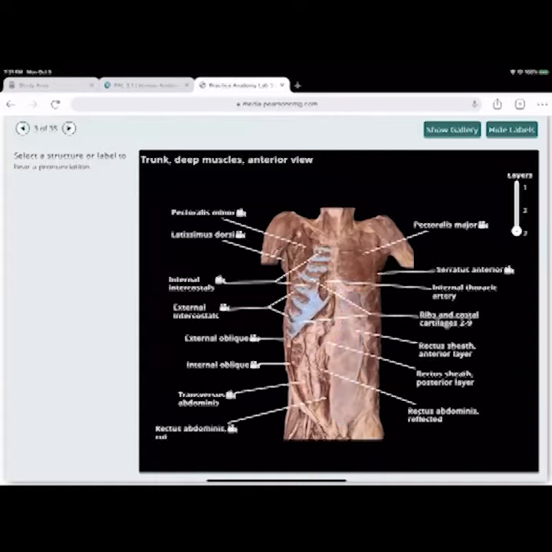Your ribs and costal cartilages, ribs 2 through 9. Your internal thoracic artery. Your serratus anterior muscles. And we covered the pectoralis major.